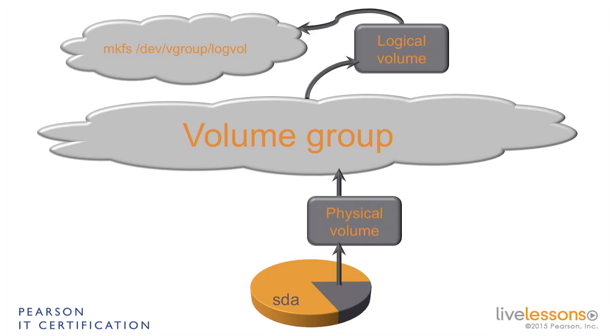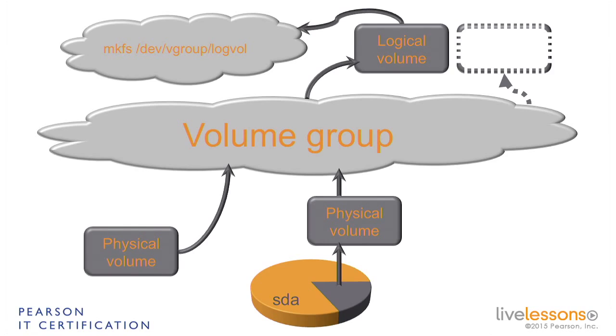Once you have created a logical volume, you will get a device with the name /dev/vgroup/logvol, or whatever you want to call it, and you do mkfs on that. So it's a logical volume that you are going to create a file system on. And from the volume group, if needed, you can add additional volumes as well, if there is space available. And if there is no space available, you can just add physical volumes to the volume group.